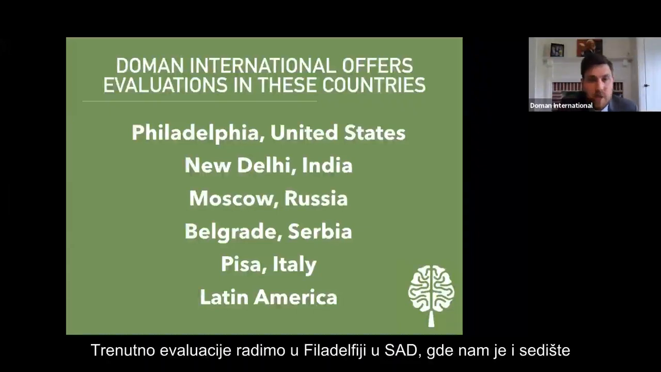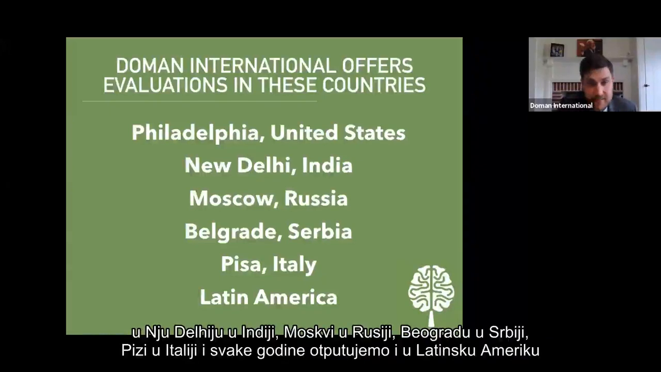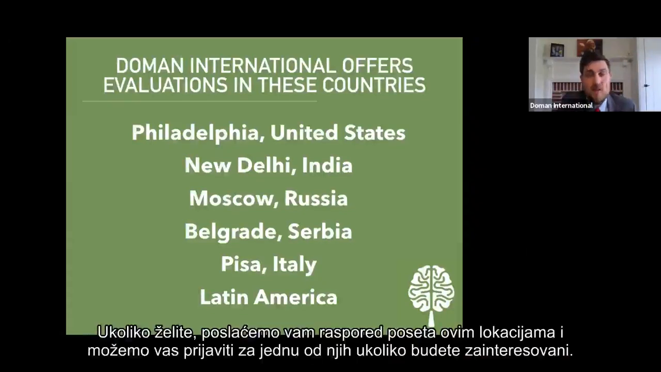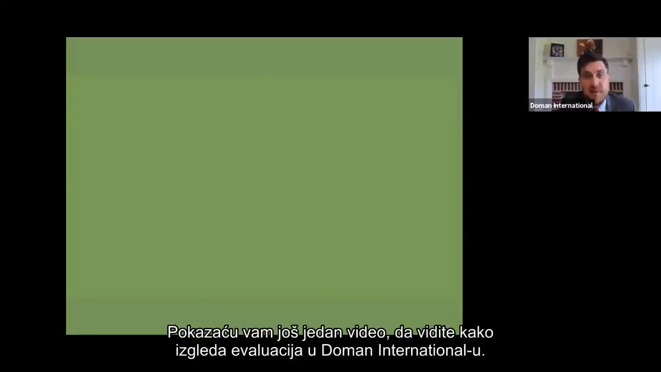So we are currently offering evaluations in Philadelphia in the United States, which is our hub, in New Delhi, India, in Moscow, Russia, in Belgrade, Serbia, in Pisa, Italy, and more. Each year, we also make a trip to Latin America, and it sometimes depends the time of year what part of Latin America we go to. But if you inquire, we can send you information about when our next trip is to one of these locations, and we can also help sign you up for an evaluation in these locations if you're interested. I'd like to show you a video now just about what an evaluation with Doman International might look like.